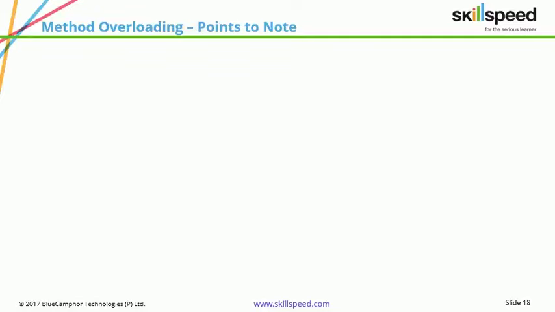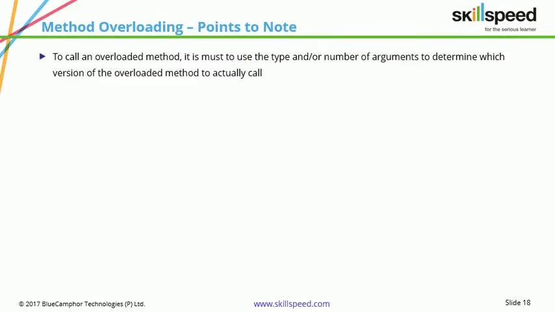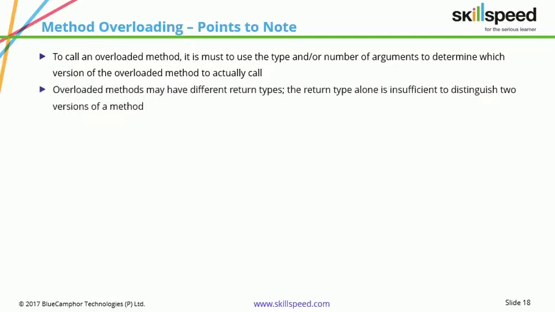Let us summarize and look at the important points once again in the method overloading concept. To call an overloaded method, Java must use the type and/or number of arguments to determine which version of the overloaded method to actually call. Overloaded methods may have different return types. The return type alone is insufficient to distinguish two versions of a method.